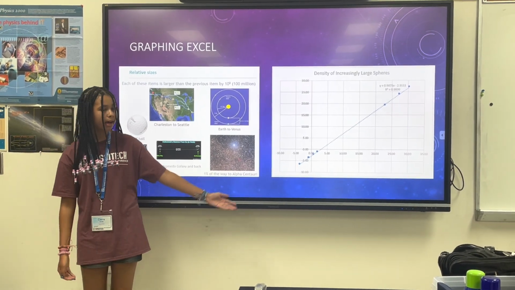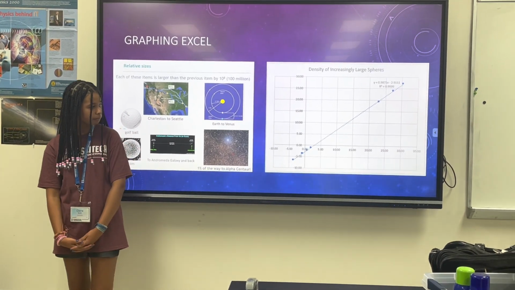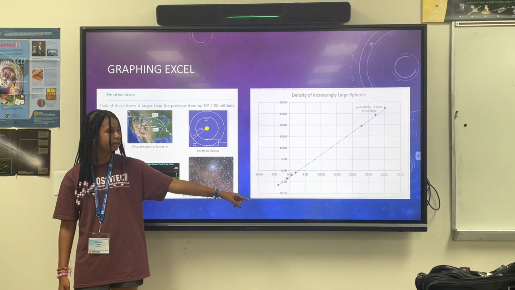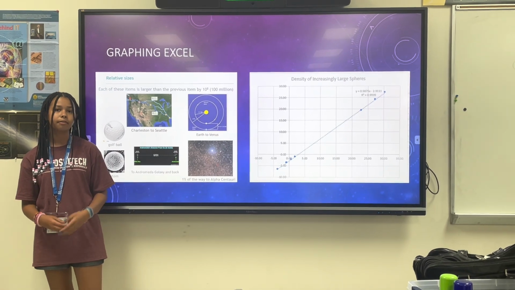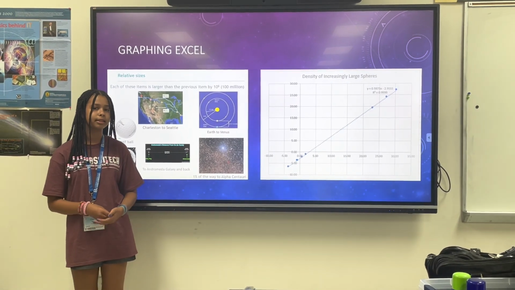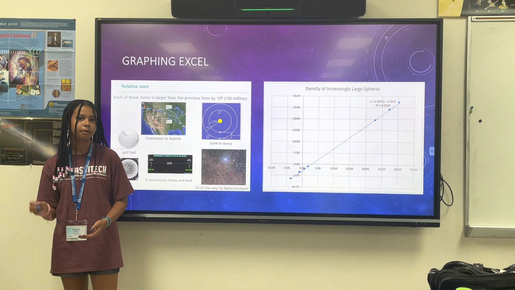We also use graphs, and this is a logarithmic graph. And down here we have a green pea, and up there we have the sun. This is a very small number and a very small object that can now be put in the same place as a really big number and a really big object.